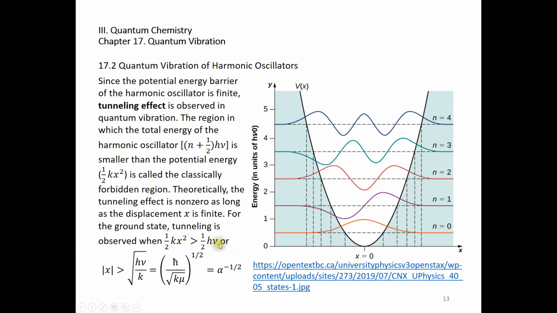We can even solve this. We can see x is greater than the square root of h nu over k, and you can also rewrite this as the square root of h bar over the square root of k mu. Why did I write this? Well, it happens that this is the reciprocal of alpha. Alpha is defined to be the square root of k mu over h bar. So when the value of x is greater than alpha to the power of negative 1/2, we see the tunneling effect in the classically forbidden region.